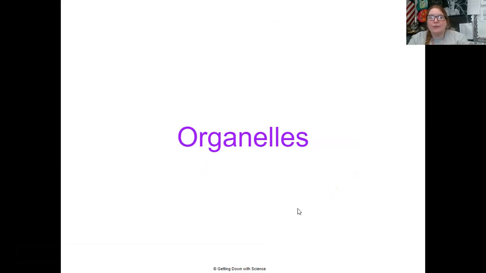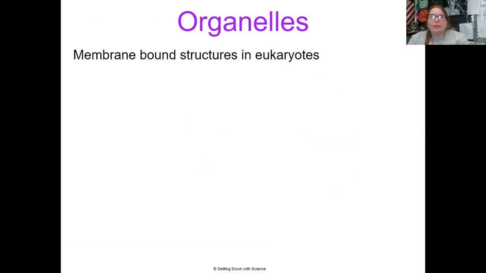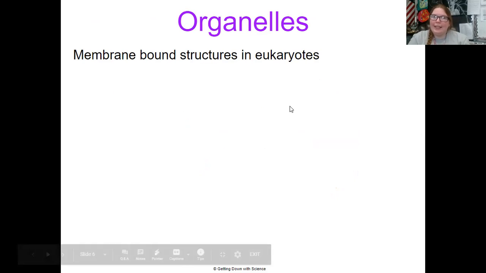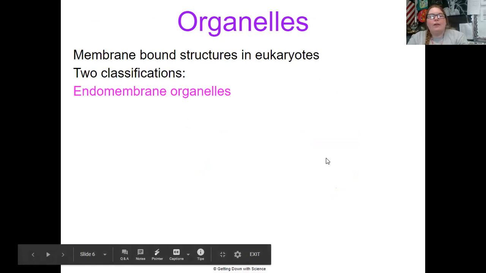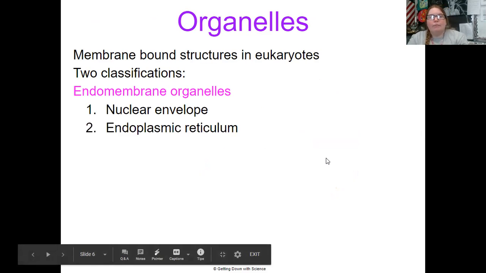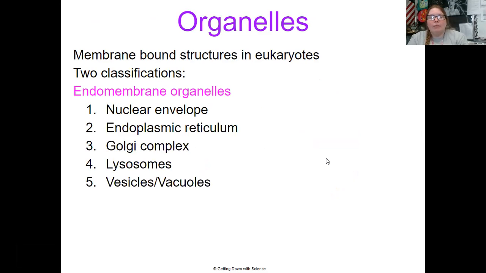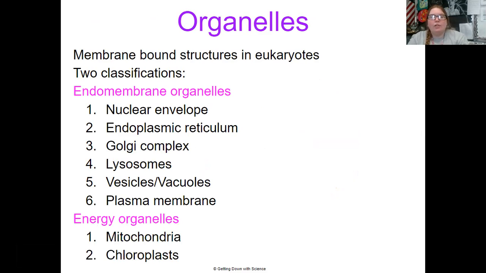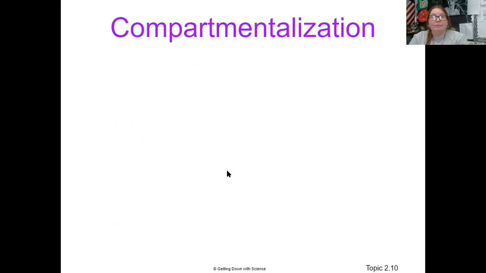Okay, so now to the organelles. Organelles are membrane-bound structures in eukaryotes. We technically throw ribosomes in there even though they aren't membrane-bound, but it is what it is. So there are endomembrane organelles. I'm just going to click this so it brings up the list. And then there's energy organelles. So we are only going to cover endomembrane organelles today. We are going to leave energy organelles and the mop-up for tomorrow, because believe me, this is plenty.